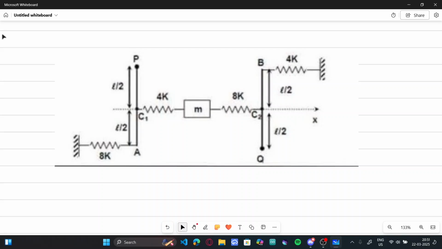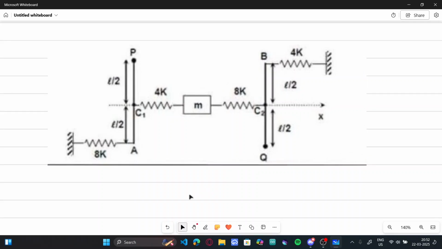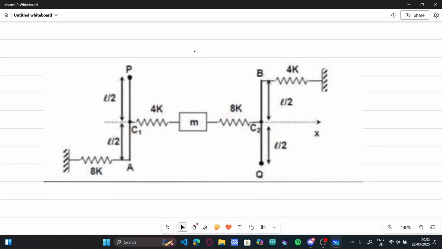So I was given this problem in my JEE Advanced mock paper and I thought it was really interesting. So let's first analyze what's happening. Let me first explain what's given in the question. So these two are massless rods, and these are the pivot points, P and Q are pivot points, and this is a mass which will oscillate.